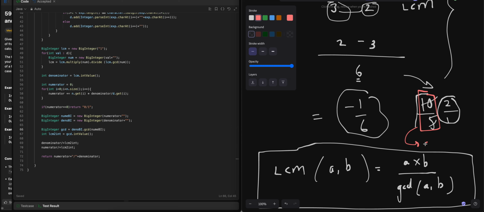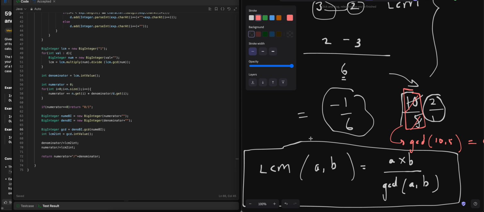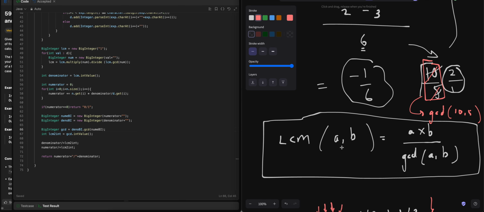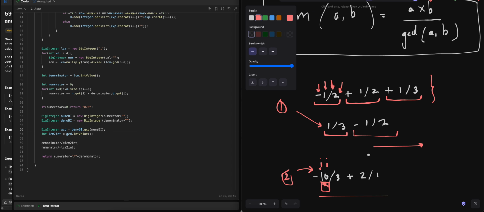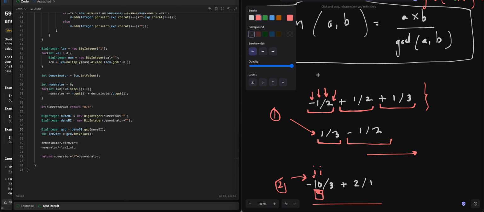Find out the GCD of 10 and 5. The greatest common divisor of 10 and 5 would be 5, right? With this 5, if you divide 10, you will get 2. If you divide 5, you will get 1. So that will be our final answer, and that's how we reduce it to irreducible fractions. I hope that at least this part is clear.